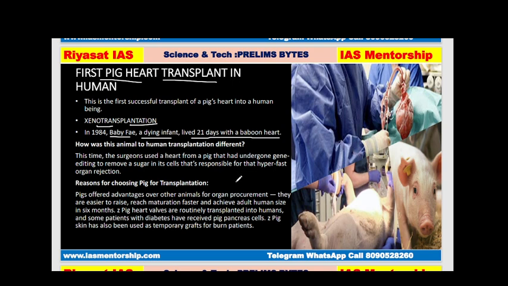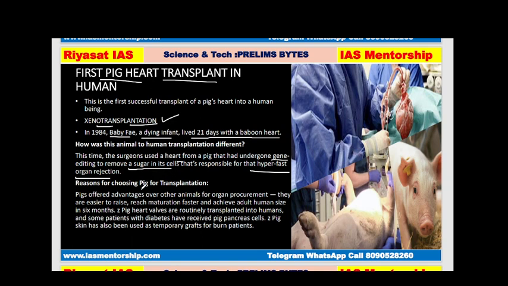Here, surgeons have taken a heart from a pig and undergone gene editing to remove a sugar from it, the sugar that is responsible for hyperacute organ rejection. They took the heart from the pig, made changes so that it can adapt to the human body, and then transplanted it. So xenotransplantation is a very important term and can be asked in your prelims examinations.